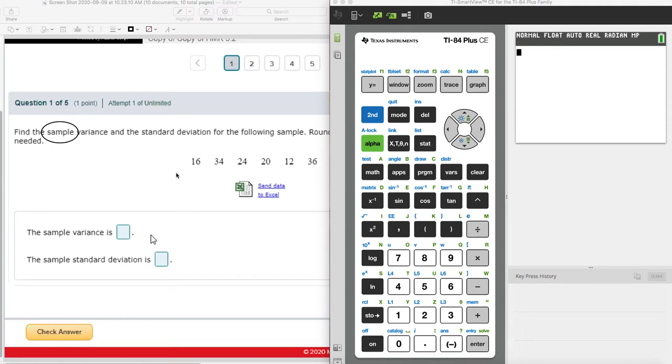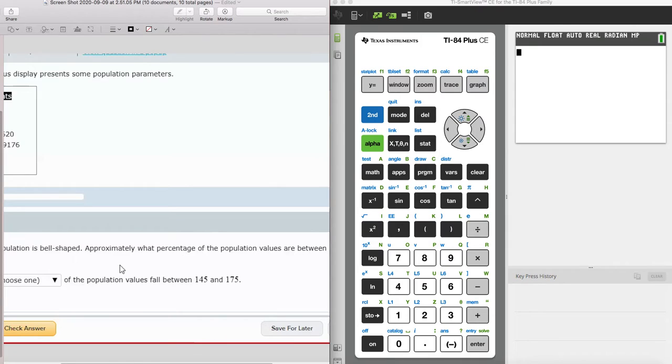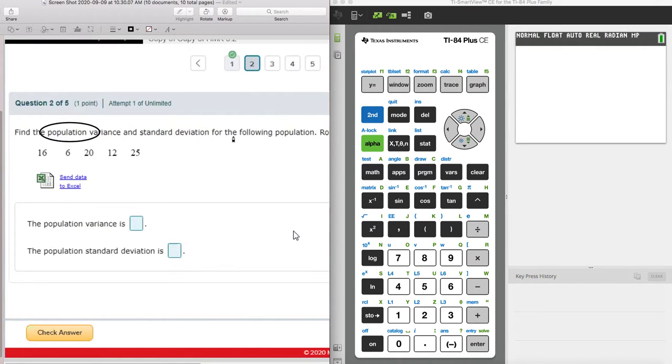So this is the start of section 3.2, and most of the questions in 3.2 are going to be very similar. They're either going to ask you to find the sample variance and standard deviation or the population variance and standard deviation. The ones toward the end, I think 4 and 5, might only ask you for the standard deviation and not the variance, but you're still going to follow that same procedure for all of them to find those.